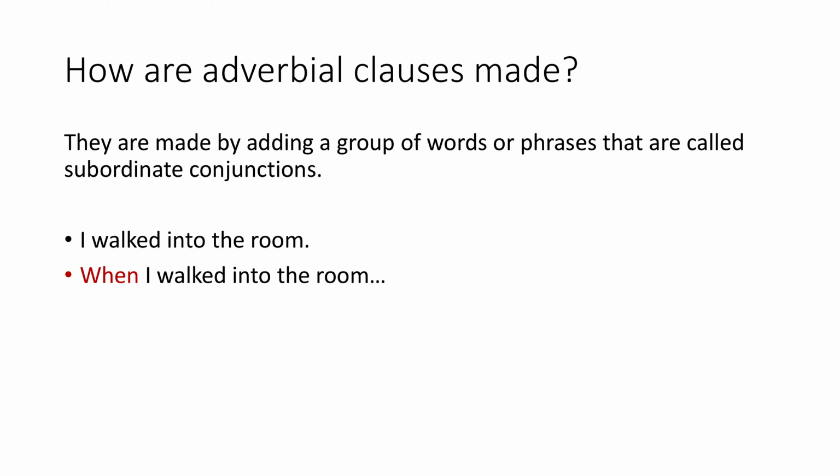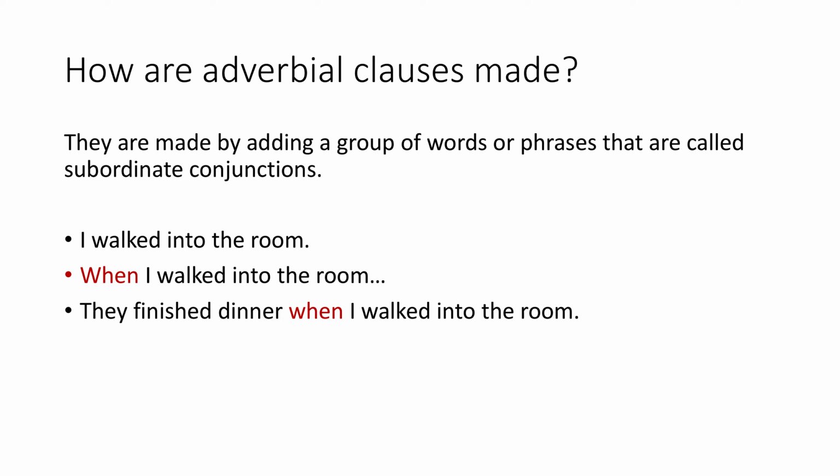But after I add the word when to the same set of words, things change, and all of a sudden you expect to hear the rest of the sentence, like when I walked into the room, and people are going to say, so what? And that is why we call these dependent clauses, because they cannot give us all the information alone. And when we put two clauses together, one independent and one dependent, we have a full sentence. They finished dinner when I walked into the room.